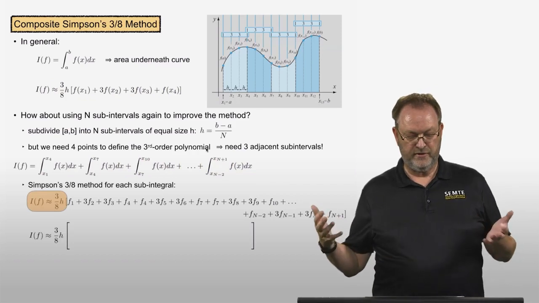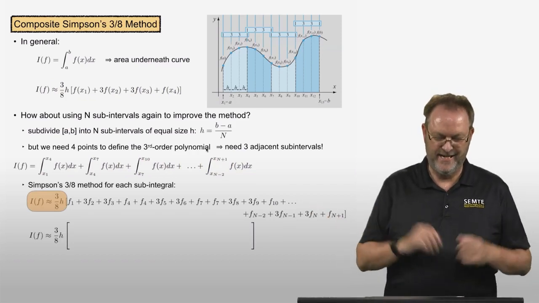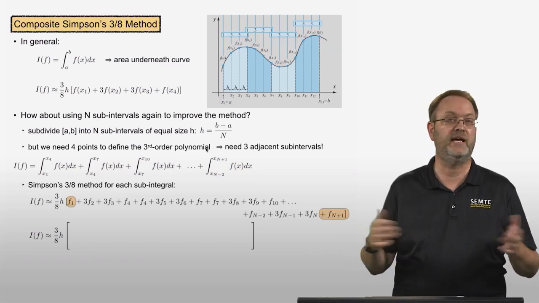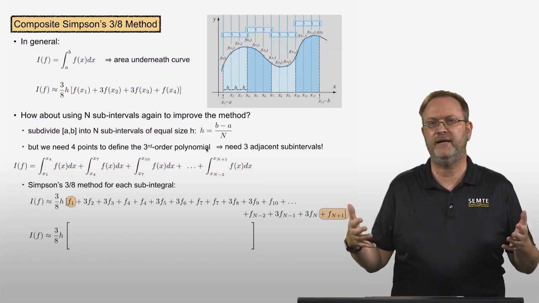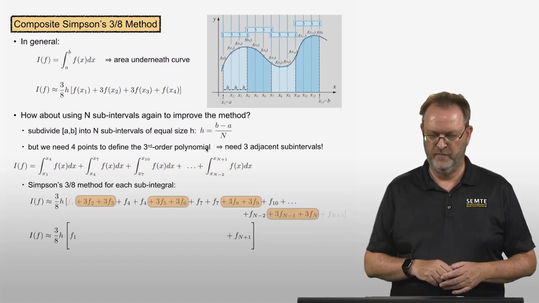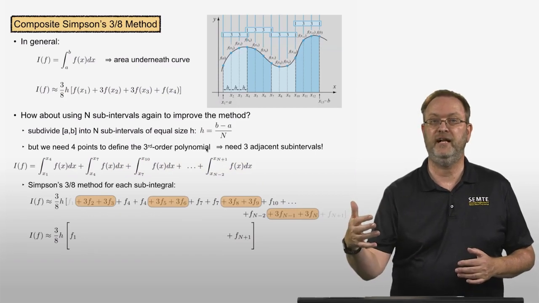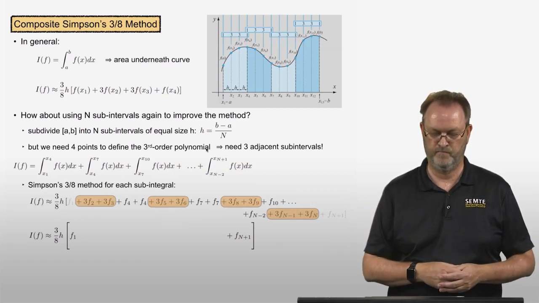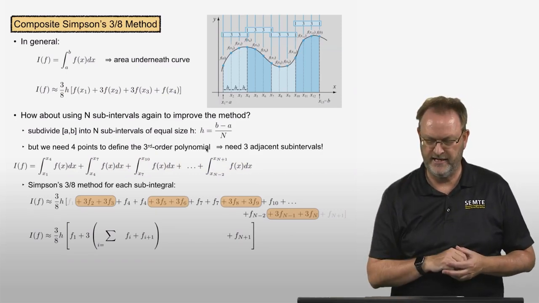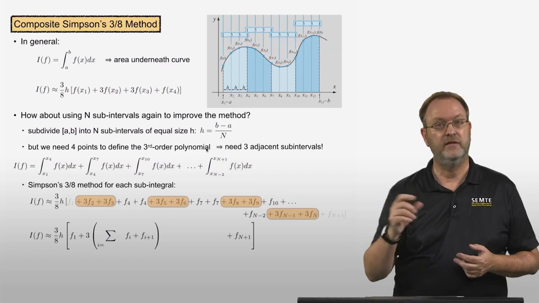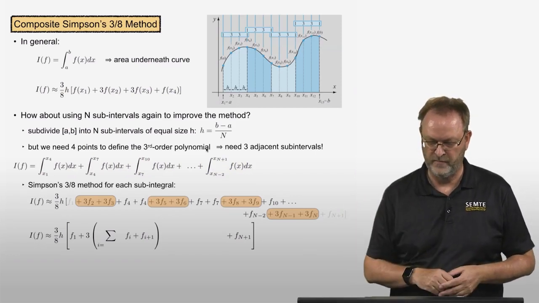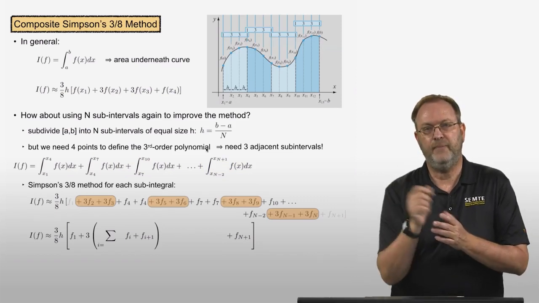Okay, let me factor out the 3/8 times h, and let me put same terms together. So I have just 1 times f1 and f_{n+1}, so let me put them down here. But then some of these function values appear 3 times in it. So I can factor out this 3, and they always appear in pairs, right? There's f2 and f3, then f5 and f6, and then f8 and f9, and so on. So there's always these pairs of neighboring points.